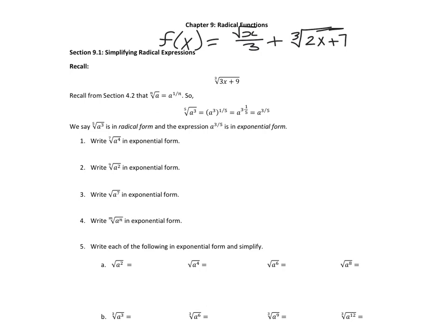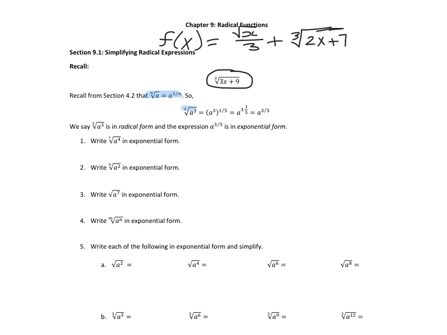Okay, so we're going to do a lot of things with our radical functions. The first thing we're going to do is simplify radical functions. So again, here's an example of a radical expression, the cubed root of 3x plus 9. And back in section 4.2, what's going to help us in this section is this definition. The nth root of a is also a to the 1 over nth power.